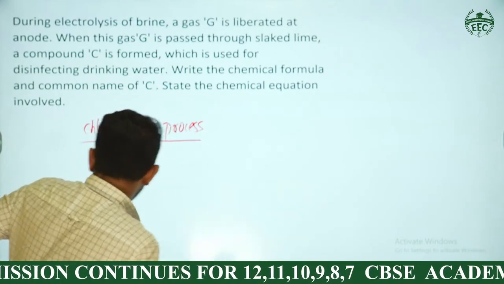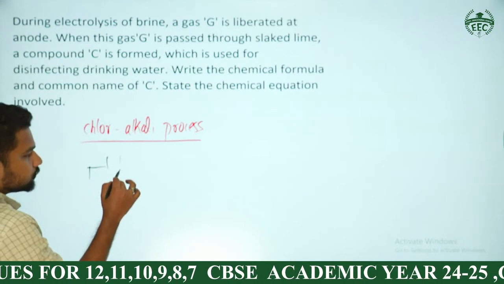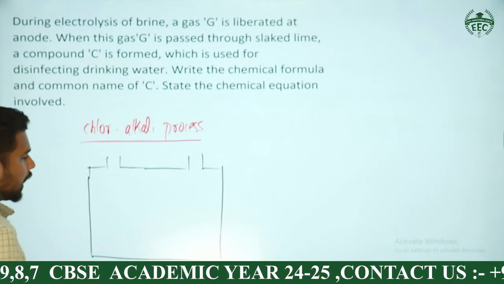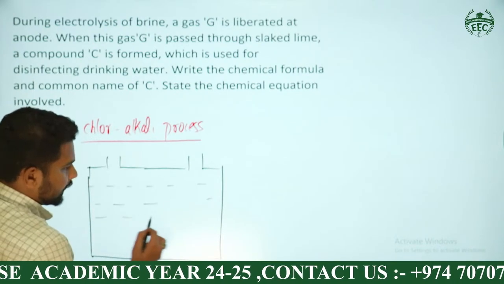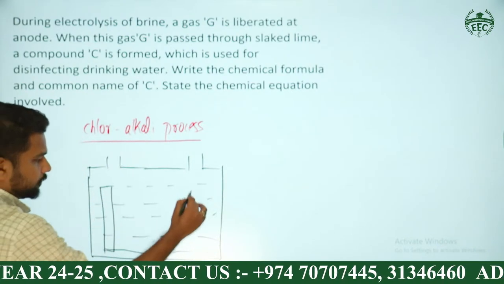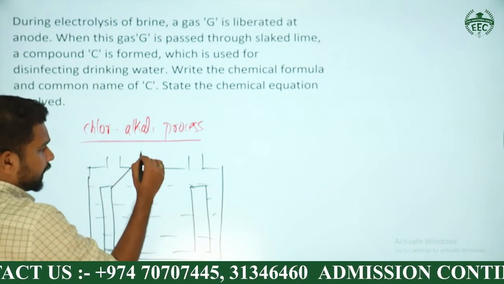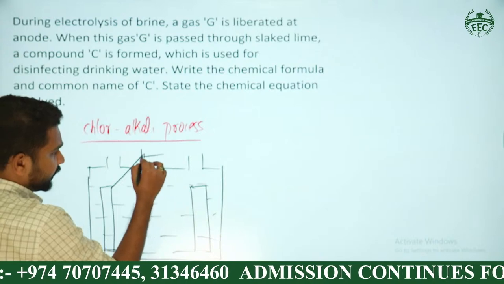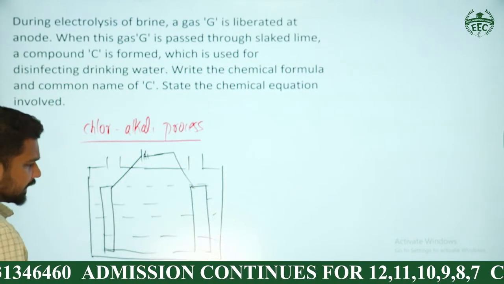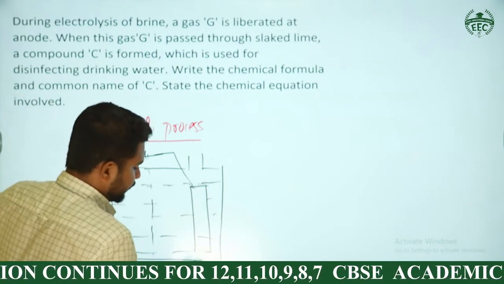We don't have enough time, but I'm just writing it out. In the chloralkali process, you will have a chamber like this. In the chamber there is some NaCl solution, that is brine solution, and electrodes, anode and cathode. To these we connect a battery, and there is a separating chamber. What will happen, guys? What do you think?